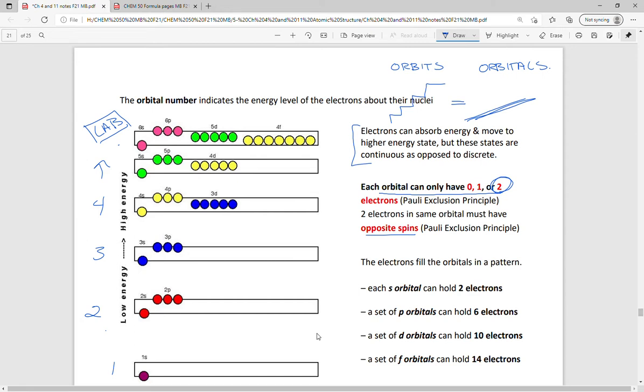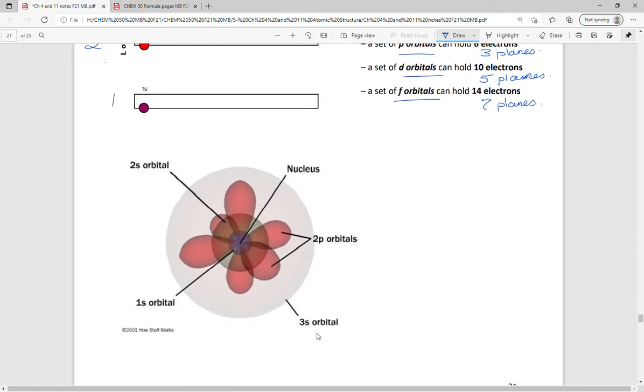So in these, if we were to dissect this, S orbitals can hold 2 electrons. P orbitals, because there were 3 different planes, can hold a total of 6. D orbitals, because there were 5 planes, each holding 2 electrons, can hold a total of 10. F orbitals, there were 7 planes, again with each one holding 2 electrons. And so basically this is the way that we can conceptualize electrons filling the space around the nucleus.